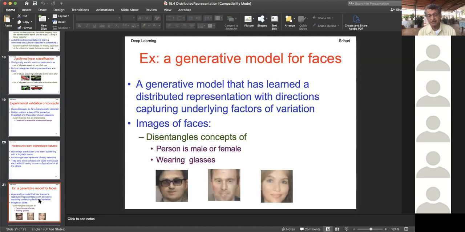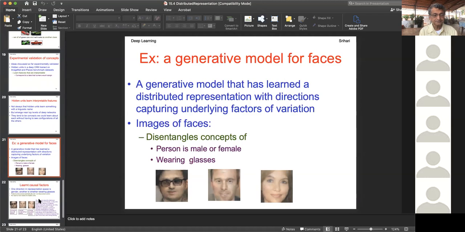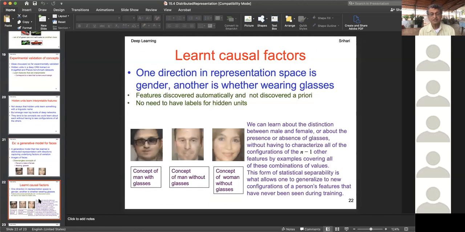So this was just fed with large numbers of faces. And this model disentangles the concepts of person is a male, or person is a female, or person is wearing glasses, or person is not wearing glasses. And they learned causal factors. One direction in representation space is gender, male or female. Another is whether wearing glasses or no glasses. And these features were discovered automatically and not discovered a priori. No need to have labels for hidden units. And you're examining what this node is learning.